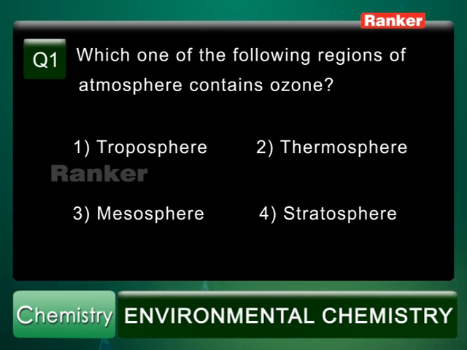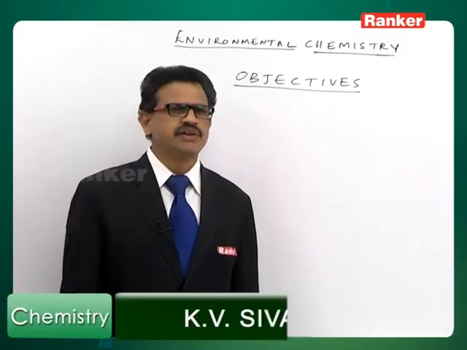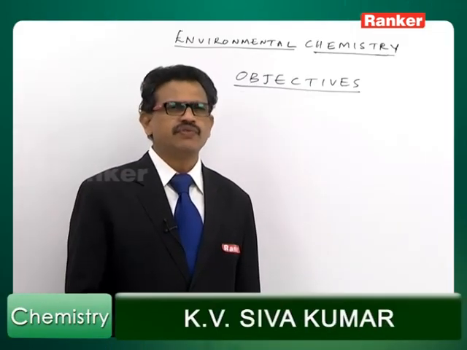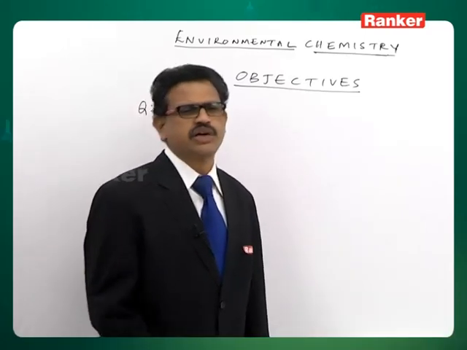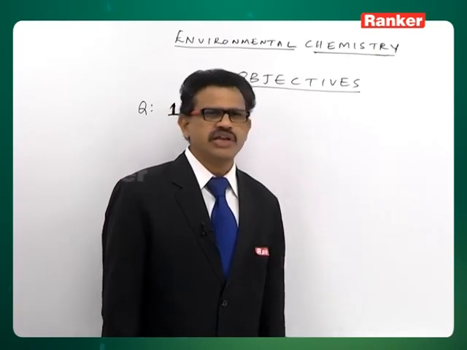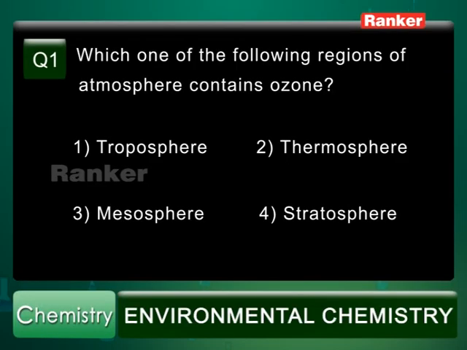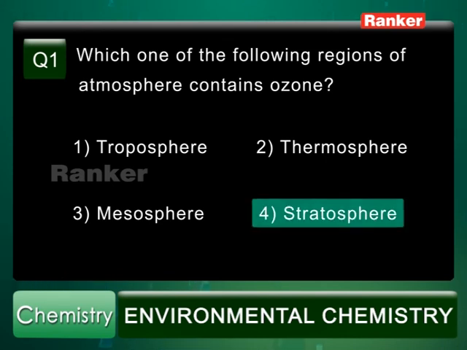Options are given like this. Number 1, troposphere. Number 2, thermosphere. Number 3, mesosphere. Number 4, stratosphere. In the beginning itself, as I have discussed, we have 0 to 10 kilometers troposphere, and 10 to 50 kilometers stratosphere, where the ozone layer exists. So for question number 1, the answer is 4, that is stratosphere.